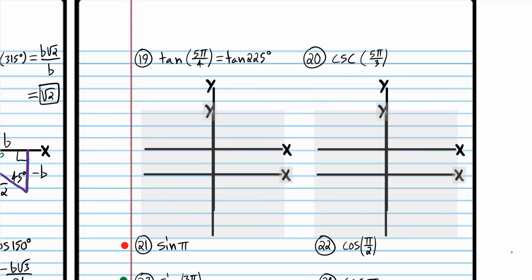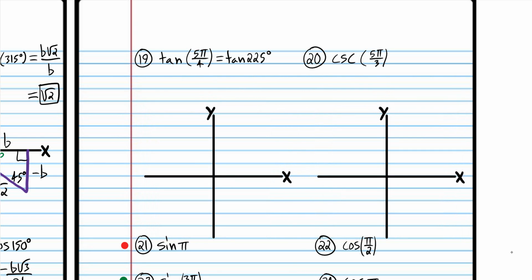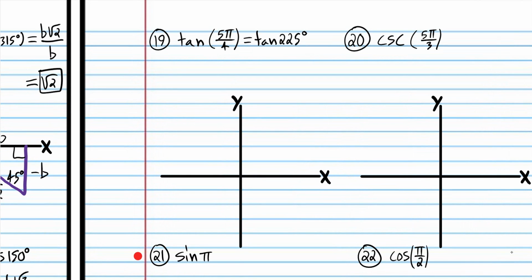So let's draw the angle. There's our angle and our corresponding triangle. The reference angle is 45 degrees. By the triangle sum theorem, this angle must be 45 also, and we have a 45, 45, 90 degree triangle. This side is negative B, this side is negative B, this side is B root 2.